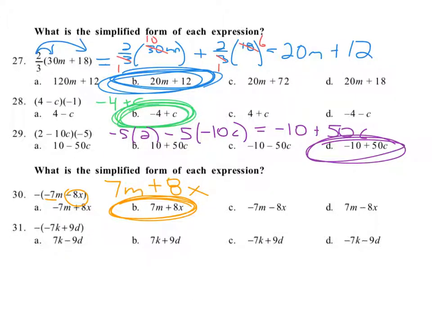Okay, and then the same thing here. We're multiplying by just that negative. That's saying the negative of this, or the opposite of all of this. What's the opposite of -7k? It's +7k. What's the opposite of +9d? Well, -9d. And then where do we see that? 7k minus 9d. It's right there. Those are all the answers to these problems, and you're done.